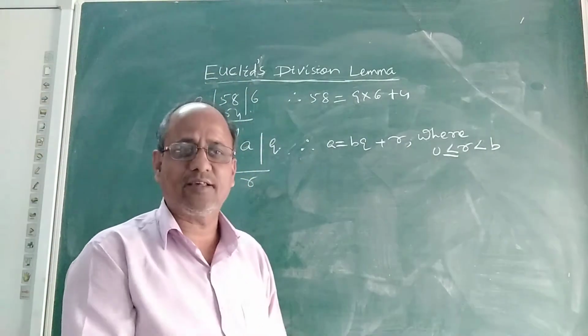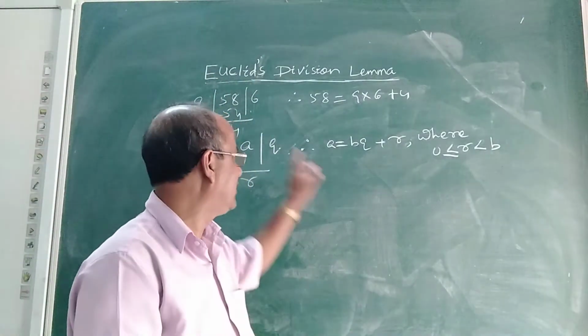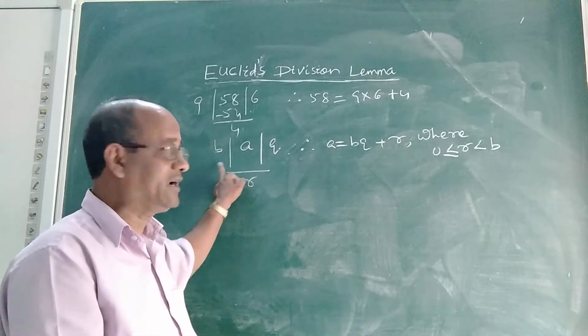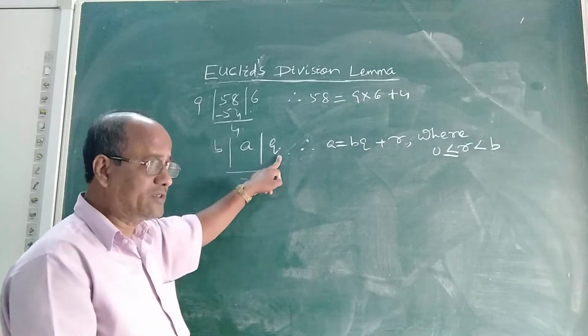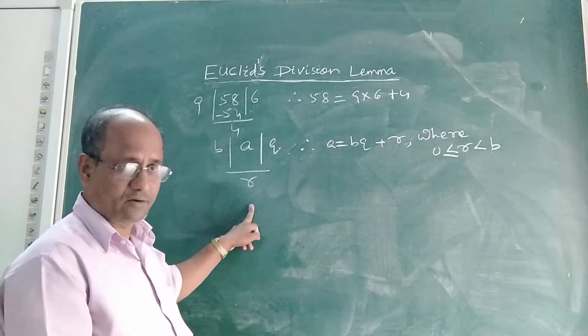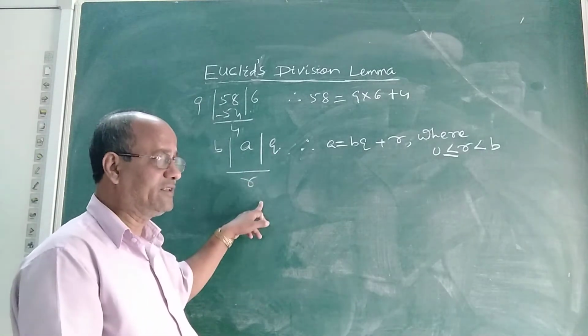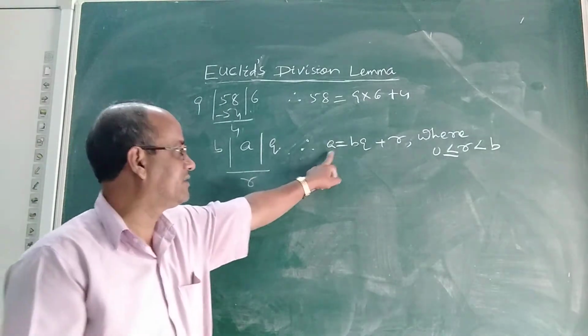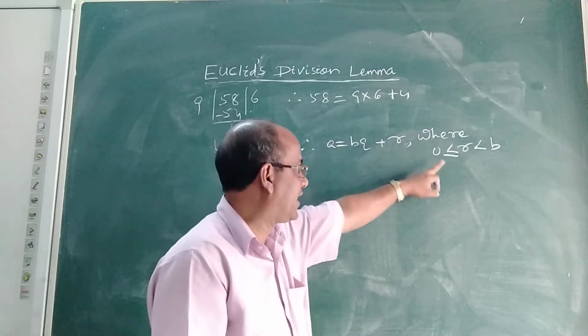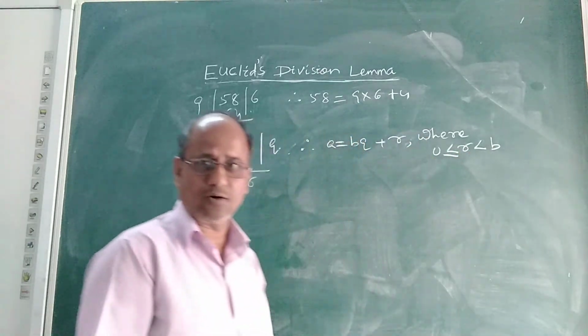Euclid's division lemma says, what does it say? It says if a and b are two non-negative integers, then on dividing a by b, if the quotient and remainder are q and r, which are again non-negative unique integers, then a is equal to bq plus r, where r is less than b and greater than or equal to 0.